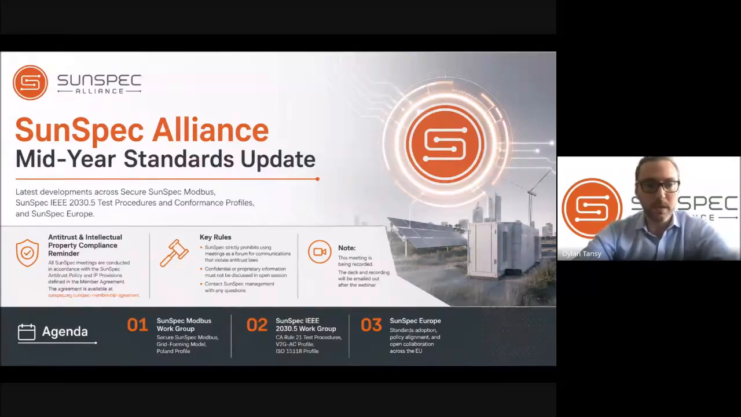To go over some of the basics before we dive into the topics, the antitrust and intellectual property provisions. All SunSpec meetings are conducted in accordance with the SunSpec antitrust policy and IP provisions defined in the SunSpec member agreement. You can see the URL for the SunSpec member agreement there on the screen. These are the same rules and provisions that govern the SunSpec work groups where we define all of these standards on a collaborative and consensus basis. Everything that we're going to be going over today is developed in these SunSpec work groups by our members on this consensus basis, governed by these policies, so we can publish all resulting specs on an open, royalty-free basis.